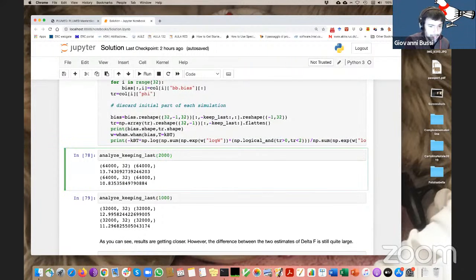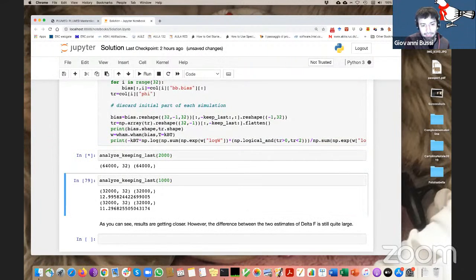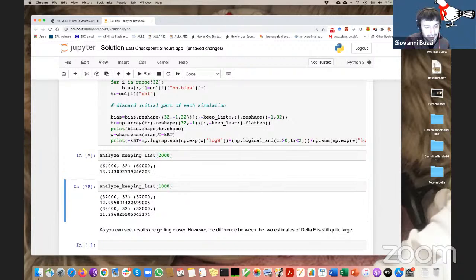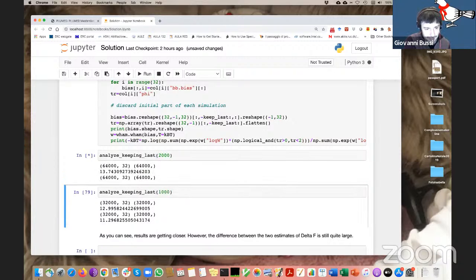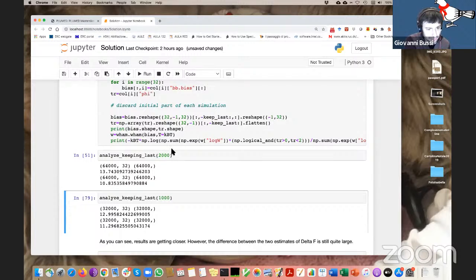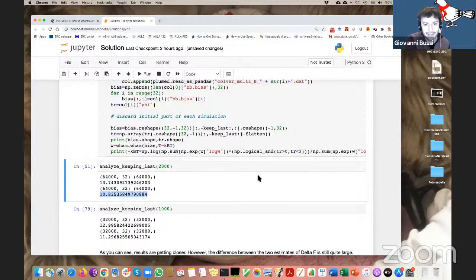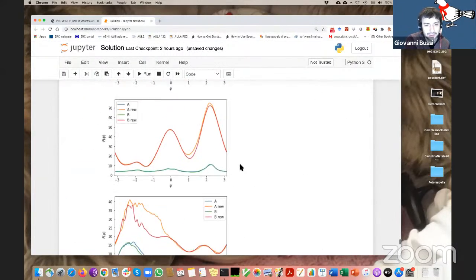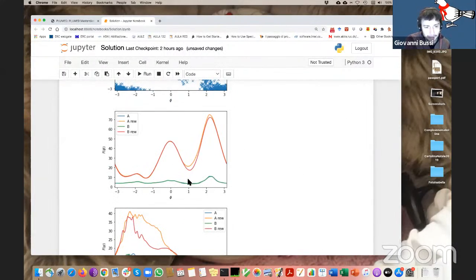So this is the analysis keeping the last 2000 frames, which basically means the entire trajectory. It takes a while because it's doing the WHAM stuff. So you see, this is 13 and this is 10. This number should be compared with these differences here. The number that I'm plotting here is the integrated free energy on this minimum compared with the integrated free energy on this minimum. So it's not exactly corresponding to the difference between the values in the minimum.